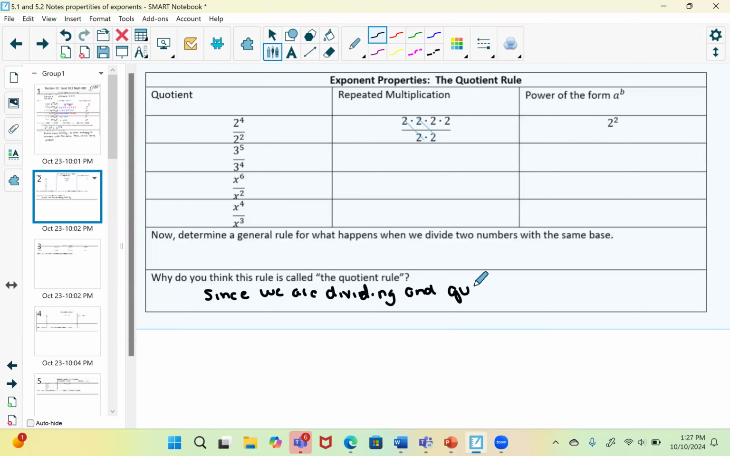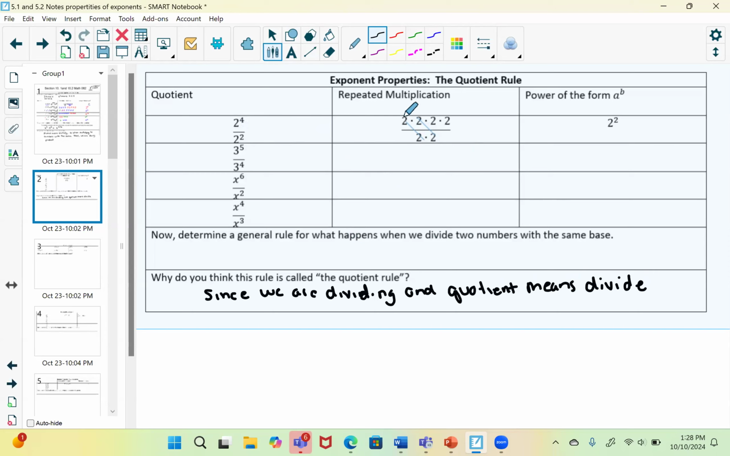then quotient means divide. That's why it's called the quotient rule. So what we're going to do is the same process that we did the last one. We're going to write them out and then simplify it and see if we can figure out a shortcut.